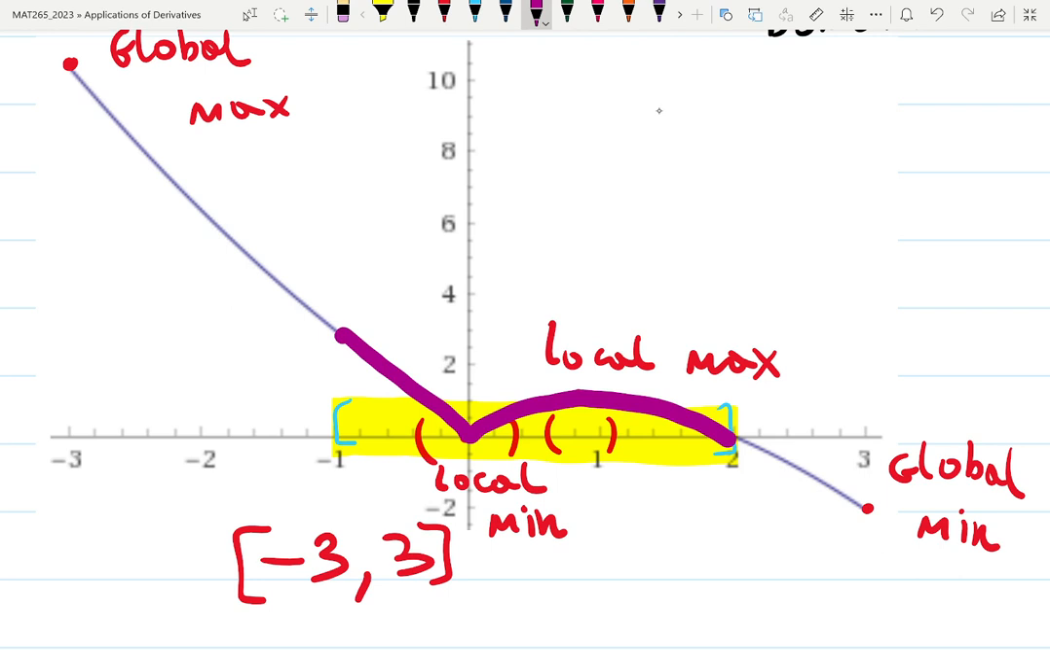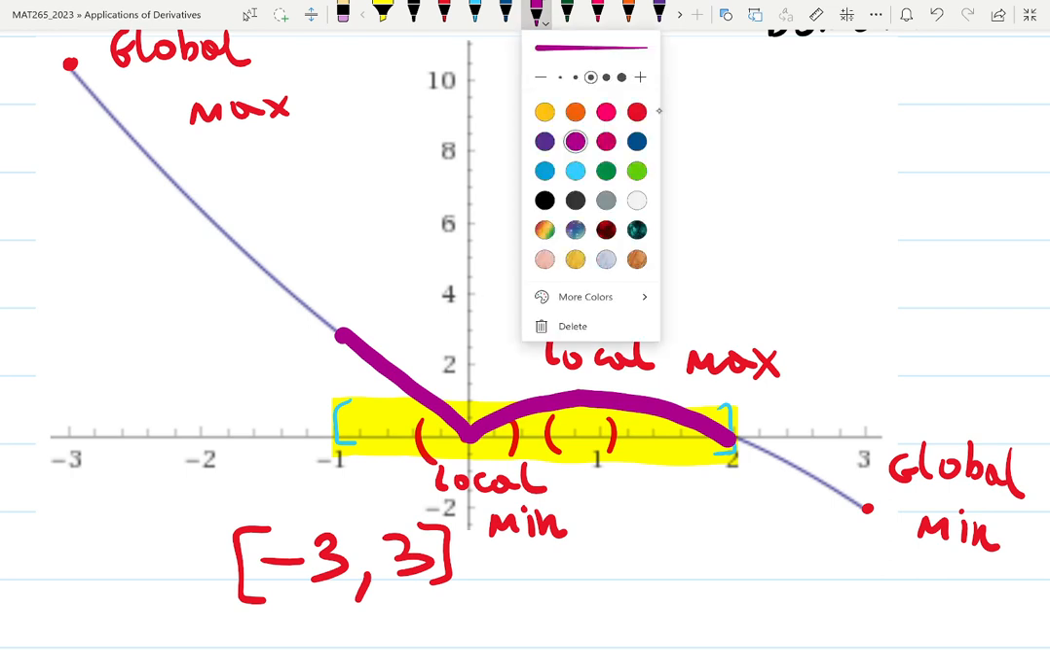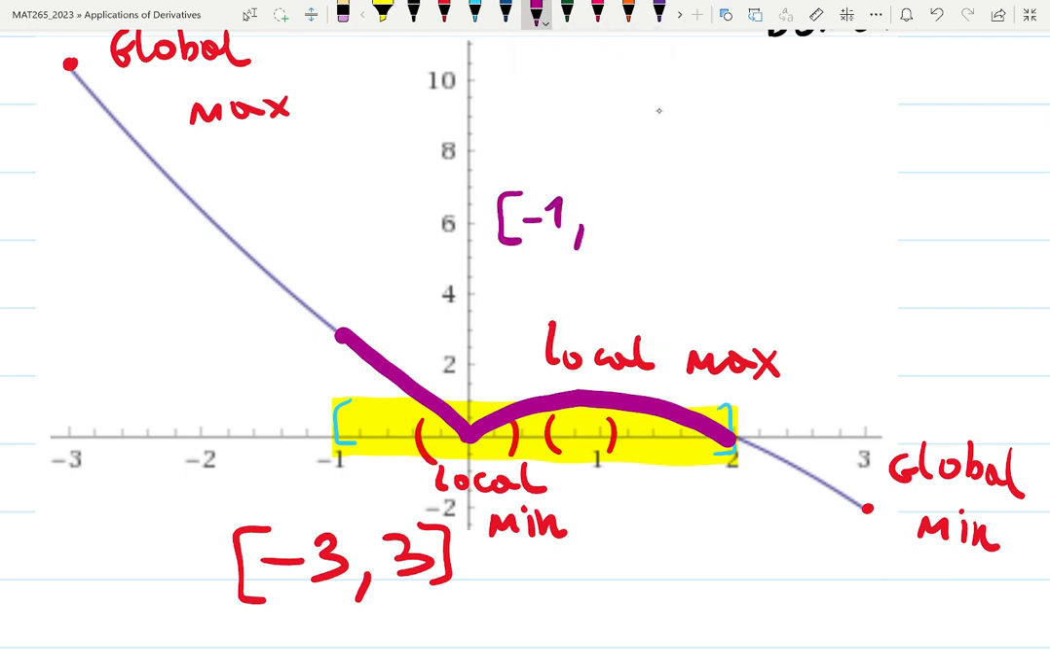That's why restricted domain matters. That's why you have to keep in mind what the domain is. Domain is minus 1 to 2. Since the function is continuous, and since it's located on a closed interval, there is an absolute max and absolute min, which gives us the green light to start looking for it. Don't look at things that do not exist. That kind of makes sense. Let's not spend time on that. But in this case, it exists.